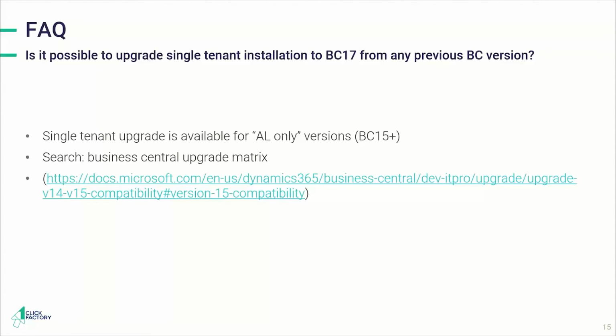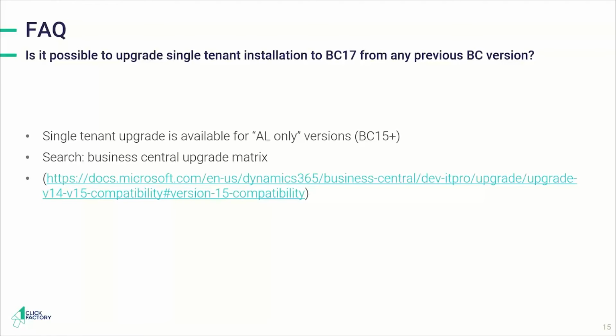Good. Another question is whether it is possible to upgrade single tenant installations to BC 17 from any previous BC version, or maybe even NAV version. As we have announced, single tenant upgrades are available for AL-only versions, meaning Business Central 15 and higher. But there are also some restrictions, as I mentioned in the What's in the Lab section. There is an upgrade matrix.